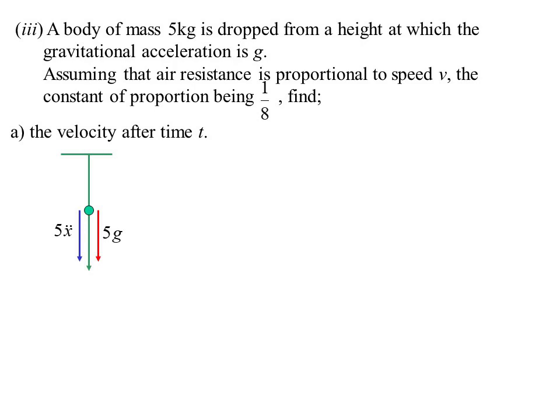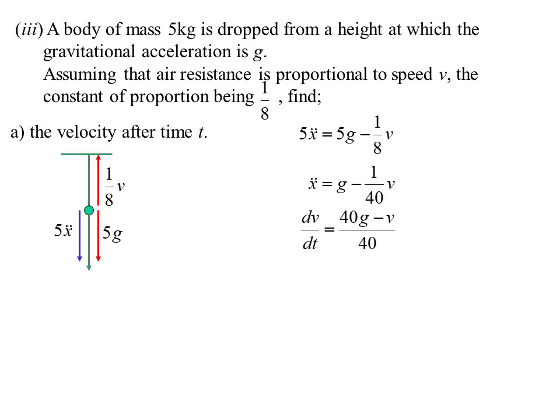We have 5g going down, but we also have an 1/8 v in resistance going the other way. So 5 times the acceleration is 5g minus an 1/8 v. I have an acceleration equation. We want to link velocity and time, so we'll write acceleration as dv/dt. Write the right hand side all as one fraction to make life easier.